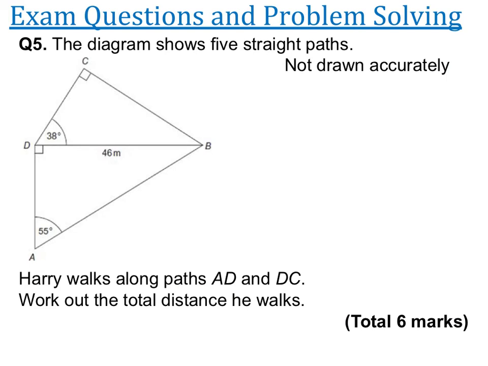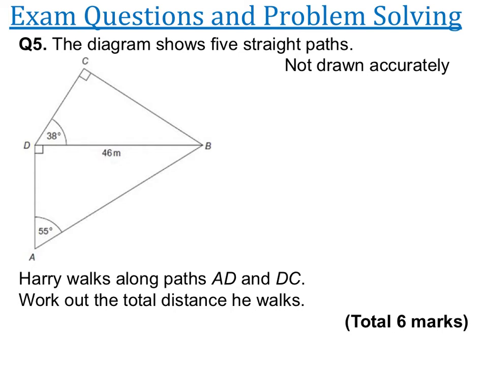All right, question 5, if you're still listening. The diagram shows 5 straight paths. It's not drawn accurately, so don't get your ruler out and try to measure it. Harry walks along paths A to D and then D to C. Work out the total distance that he walks.